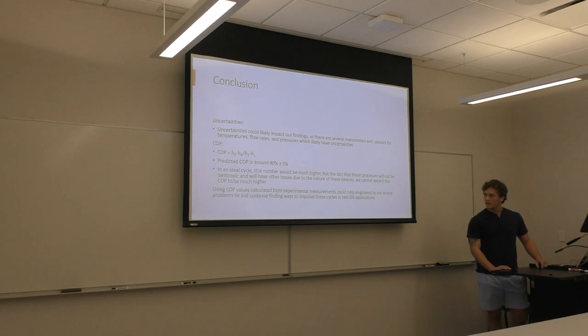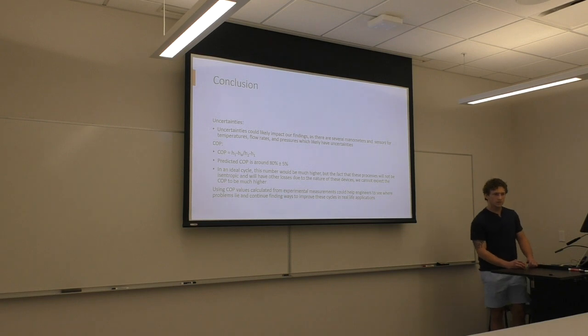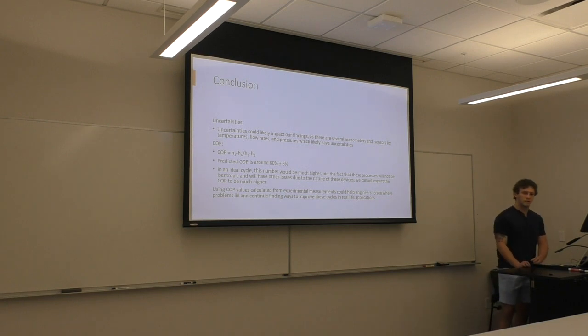In an ideal cycle, obviously that COP number would be a lot higher, but it will not be ideal. There's going to be entropy, and there will be other losses because our devices just aren't perfect. But engineers can use these COP values to figure out where problems are and continue doing research to improve these things and hopefully make better cycles in the future.